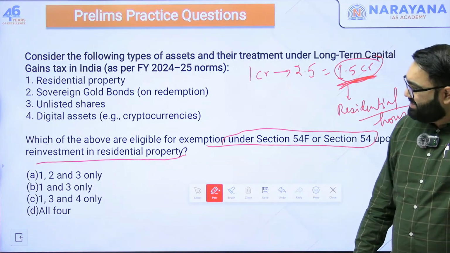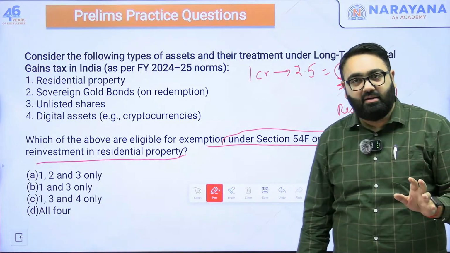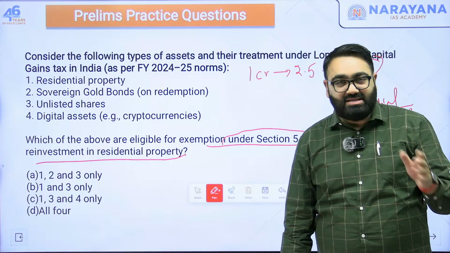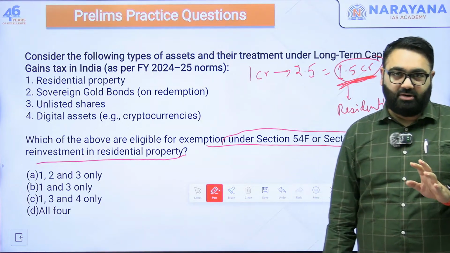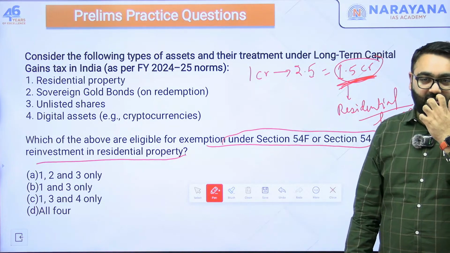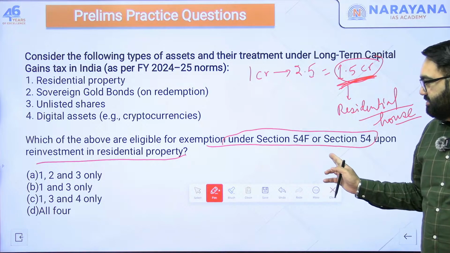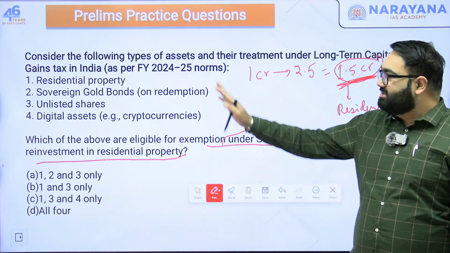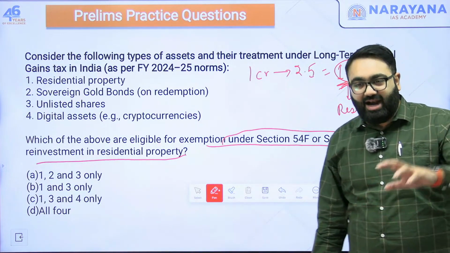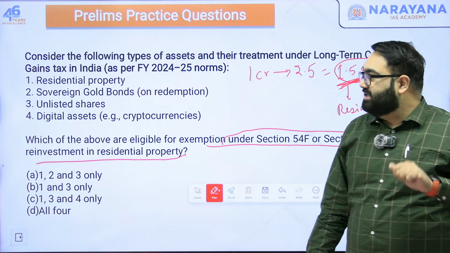So the government says that if the profit that you have made is reinvested into residential properties, then you will be given exemption. However, that is only for certain examples. So this is what the question is asking. That under these sections, which of these, if you make a profit and you invest that money into residential property, will be exempted. It's a difficult one. Let's see.